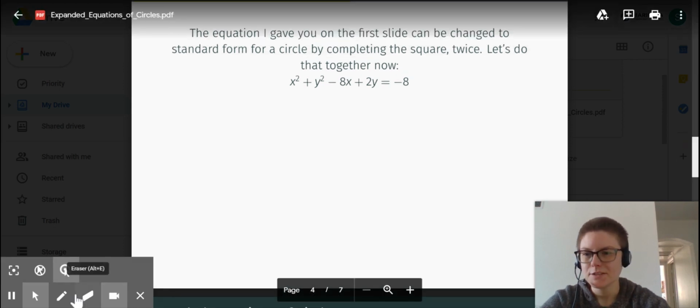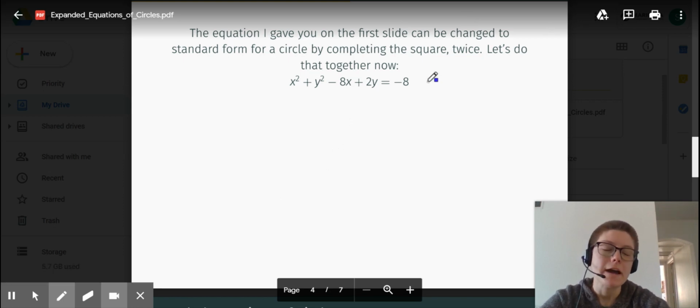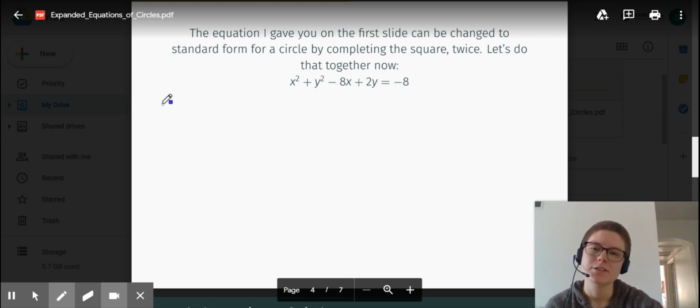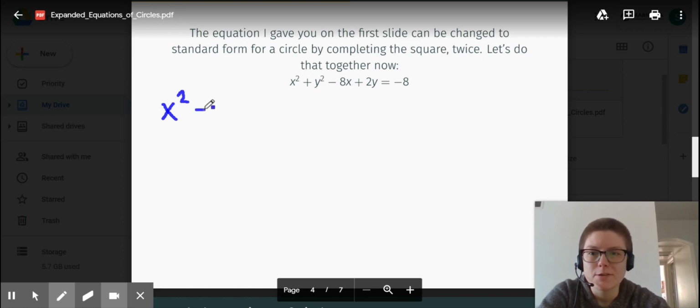Okay. So on that first slide, I gave you an equation, and we're going to complete the square twice to turn it into a standard form equation for a circle. So we've got x squared plus y squared minus 8x plus 2y equals negative 8. We're going to just rewrite that in a way that works better for most brains, I think, to look at to complete the square. My brain for sure.